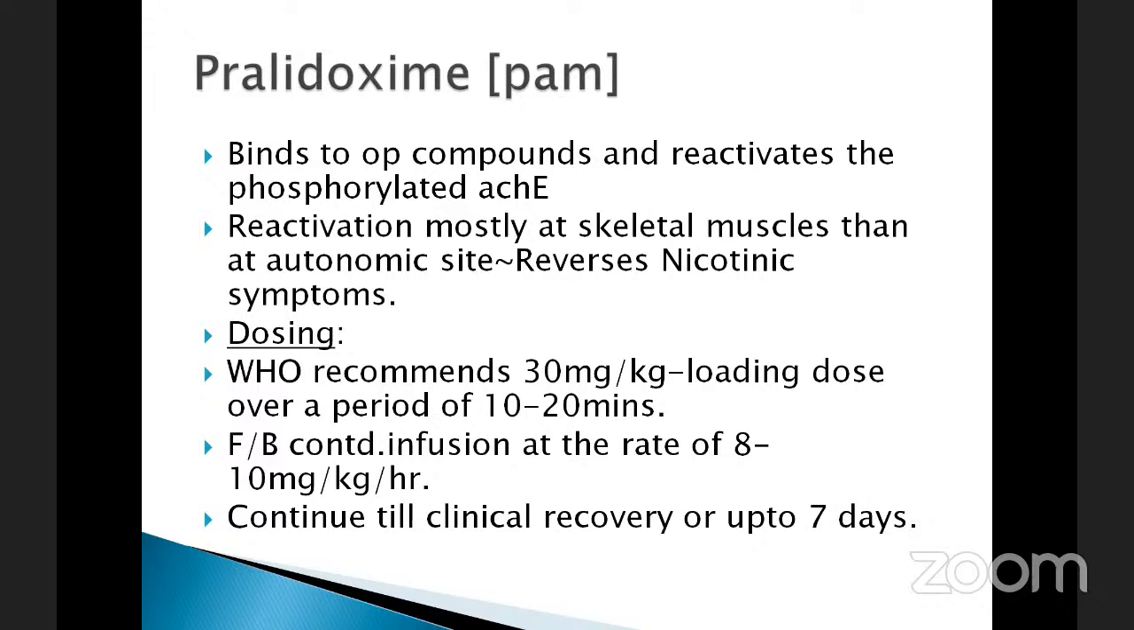If the patient comes after 24 hours, will you start pralidoxime or is it not useful? For every patient, we give pralidoxime, sir.